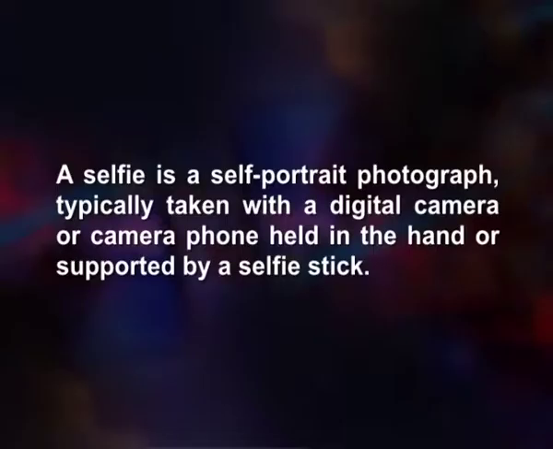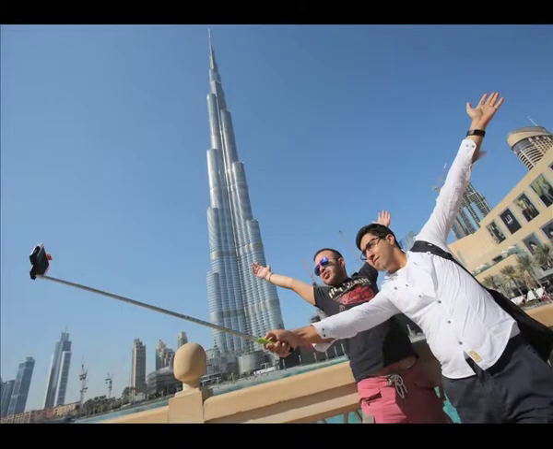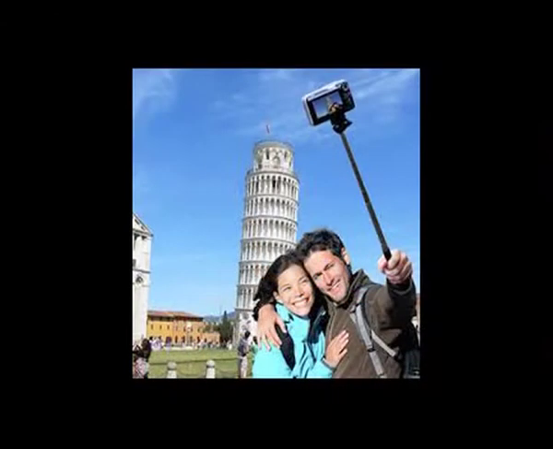Selfie. A selfie is a self-portrait photograph typically taken with a digital camera or camera phone held in the hand or supported by a selfie stick. Most selfies are taken with a camera held at arm's length or pointed at a mirror rather than by using a self timer. A selfie stick can be used to position the camera farther away from the subject, allowing the camera to see more around them.